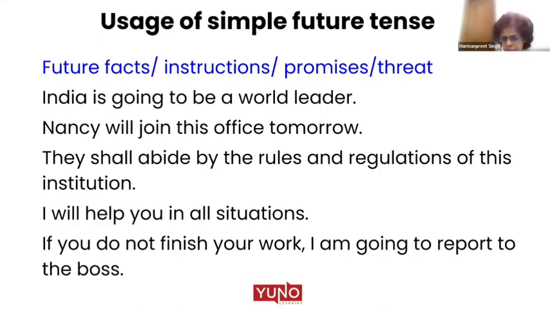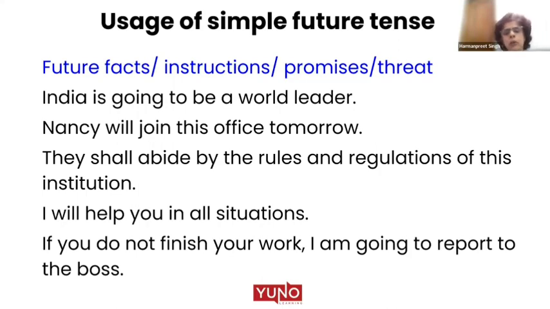So this is an established truth which will not change. And anything which is an established truth, there we use always the simple form of the tense. So here we end up using simple future. They shall abide by the rules and regulations of the institution. So this is a kind of an instruction. This is a kind of a surety. So these are the places where we are using simple future.